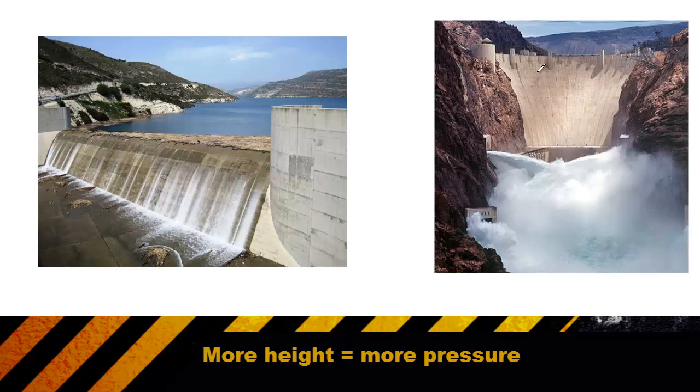And we can see the difference that height makes in creating pressure by comparing two different kinds of dams. On the right, we have the Hoover Dam. It's enormous, several hundred feet from the top of the reservoir down to where the water shoots out. And that creates enormous pressure when the water is released. On the left, the height is only a few feet. Consequently, the water doesn't come off the reservoir with very much pressure.